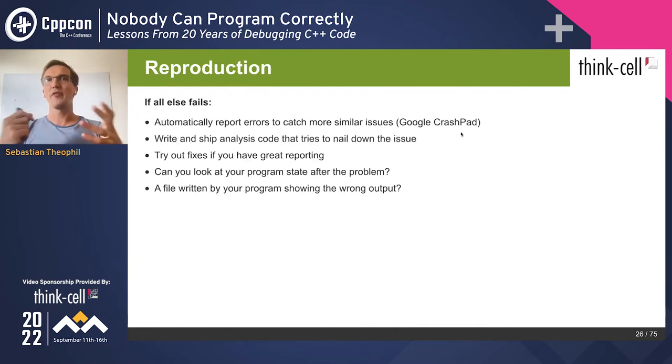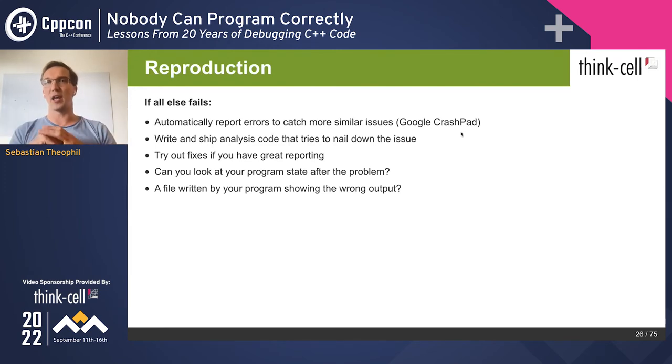So if everything else fails and you're not getting a better reproduction, then hopefully you have a good automatic error reporting system. Google Crashpad, for example, is an open source solution to get that. You can also hook into the operating system provided error reporting very often. Sometimes you can write and ship analysis code that tries to understand an issue better and uses the error reporting to send more information your way. Maybe by getting a larger amount of reports for the same issue, you find clients, you find environments that are easier to reproduce than others.